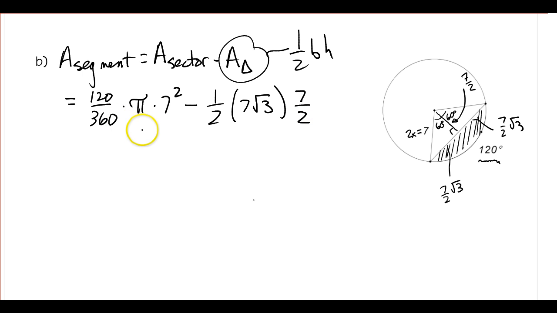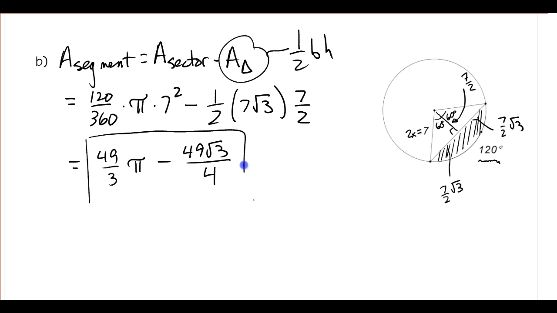So if we multiply this first stuff out, leaving pi out of the calculation, of course, we've got 49/3 pi. And then over here, I'm going to have 7 times 7, which is 49 on the top, so 49 root 3. And then in my denominator, I have 2 times 2, which is 4, so I get 49 root 3 over 4. And here is our exact area of that shaded segment, that piece of pizza crust.